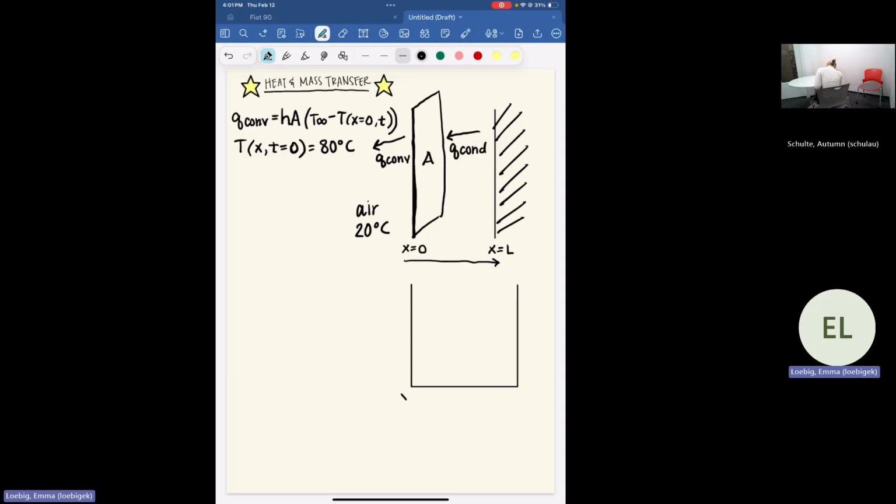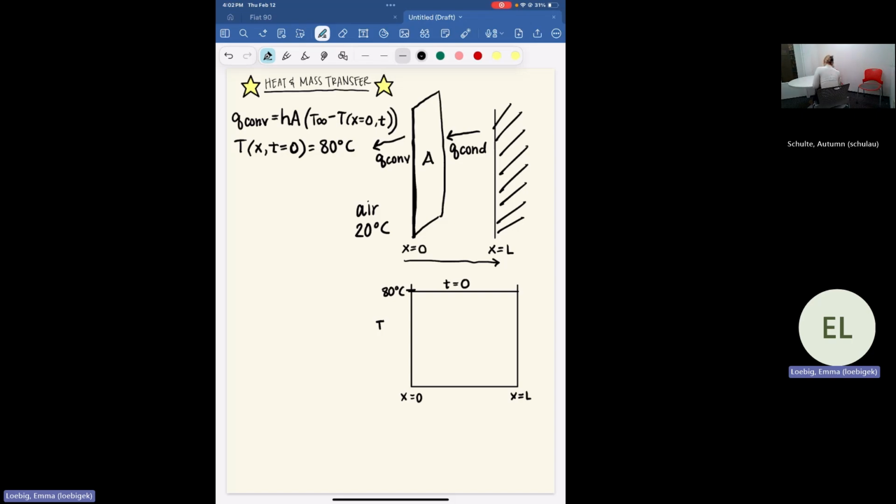Over here, we're going to have position x is equal to 0, and over here, we're going to have our position x is equal to L. And over on this side, we're just going to have our range of temperatures. Now, we just said that at time is equal to 0, this rectangular slab has a uniform initial temperature of 80 degrees Celsius. It is not changing at that point. Therefore, our temperature gradient is going to be 0. We're going to have a flat slope at time is equal to 0.